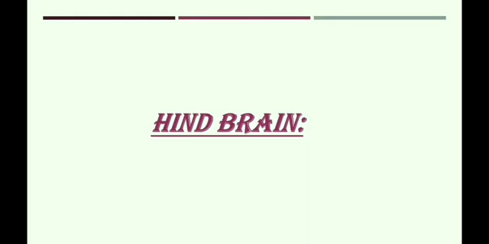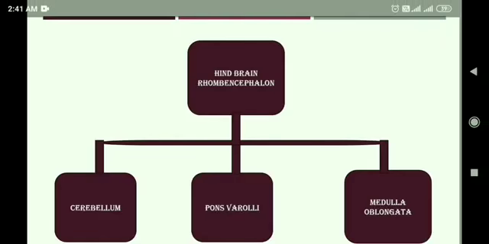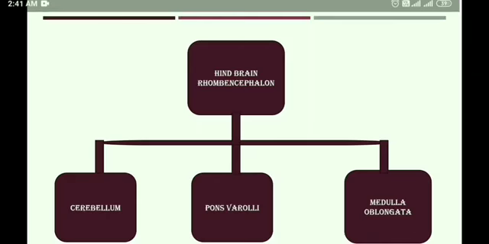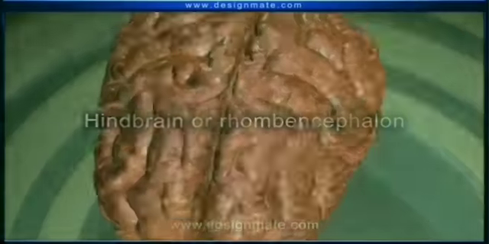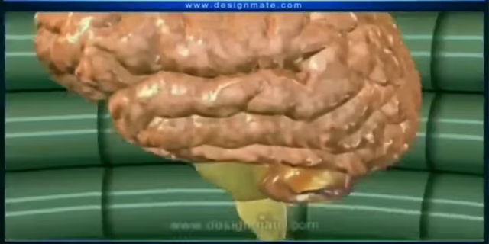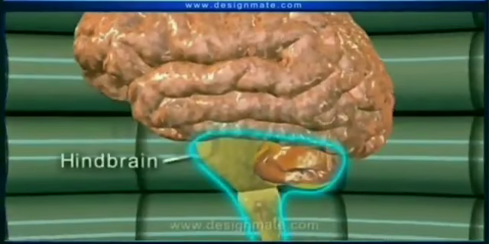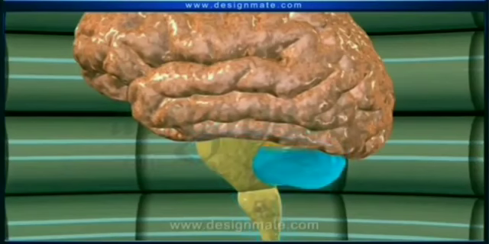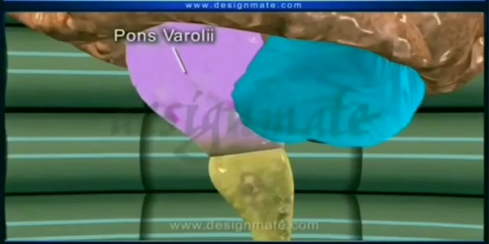Hindbrain. It is also called as rhombencephalon and it consists of three parts, that is cerebellum, pons varolii and medulla oblongata. Hindbrain. The posterior region of the brain is called hindbrain. It consists of cerebellum, pons varolii and medulla oblongata.